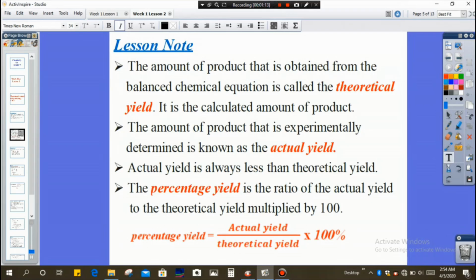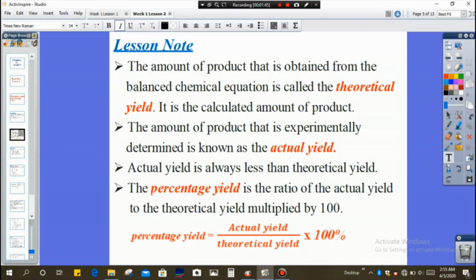But actual yield is the amount of product that is produced from a practical chemical reaction. It takes place in laboratories or in chemical industries or in nature. So this is the difference between theoretical yield and actual yield.